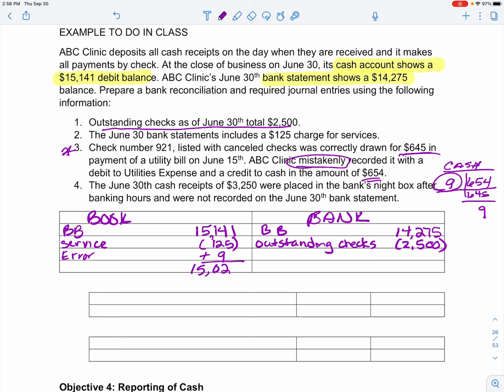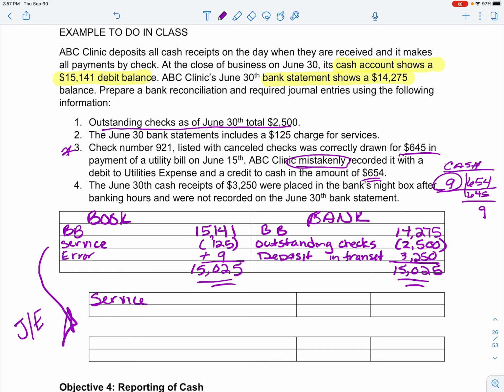That gives me a total of $15,025. And the last one says there was a deposit in transit. That was $3,250. We're going to add that to the bank side, which again gives us that magic total. We make sure these agree, but we're not done. We're done reconciling the accounts, but anything on the book side requires journal entries because we need to adjust our book balance. That first one is a service fee, so we'll add that service fee in, a debit for that expense, and a credit to cash.